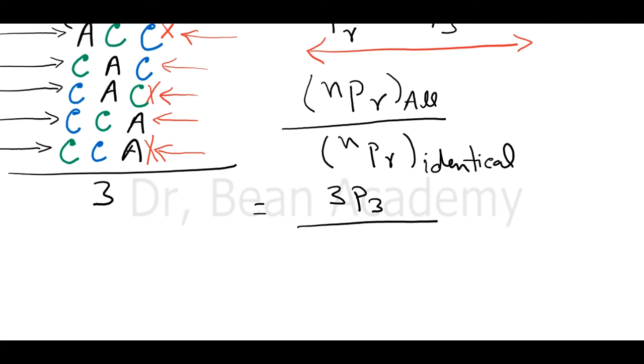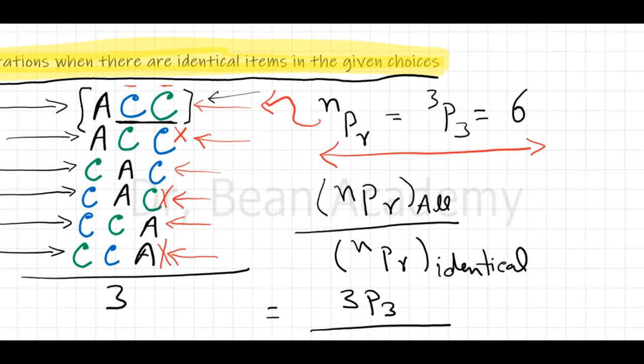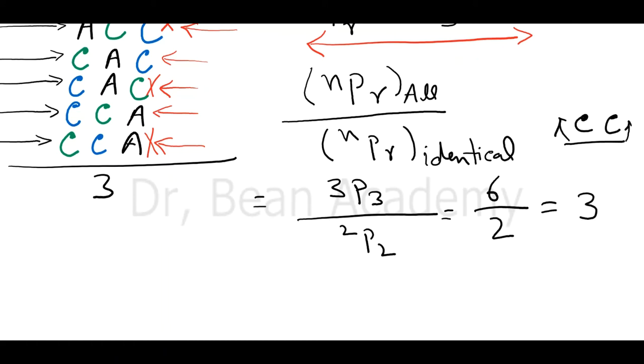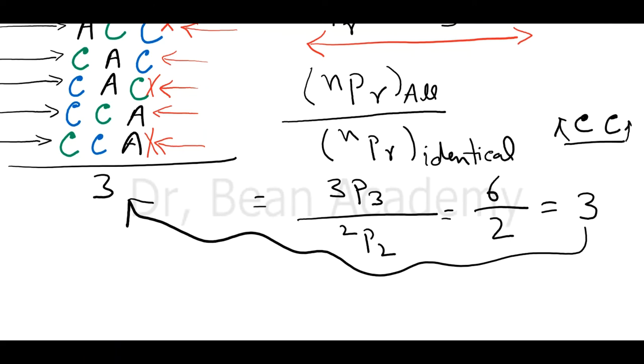So I will write 3P3 divided by, now nPr for only the identical items, and I have only two identical items which are C's, and of course I can make only a permutation of size 2 at most, so it should be 2P2. Let's see what happens. 3P3 is 6, and then let me see what is the value of 2P2. It is 2, and then what is the answer? 3. Yes, and actually I got 3 actual distinct permutations.